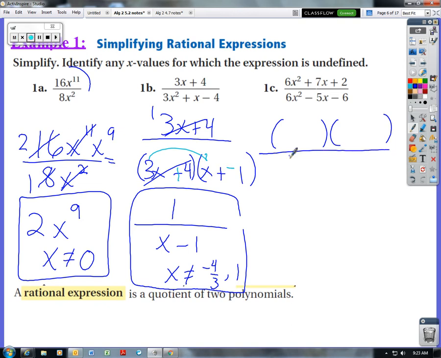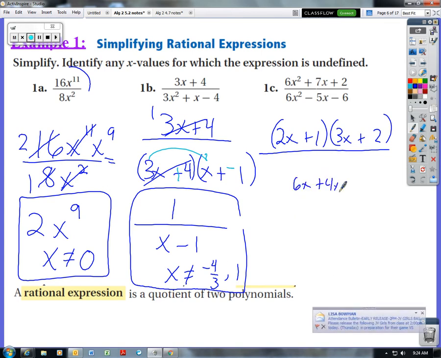So 6, I could do 2 times 3, or I could do 6 times 1. I'm going to try 2 times 3. And these are all pluses, so the last one could be 2 and 1, let's try that and see if that works. So I'm going to distribute that. I'm going to have 6x squared plus 4x plus 3x plus 2. Hey, it worked. That's going to add to 7x. So I got it right the first time.